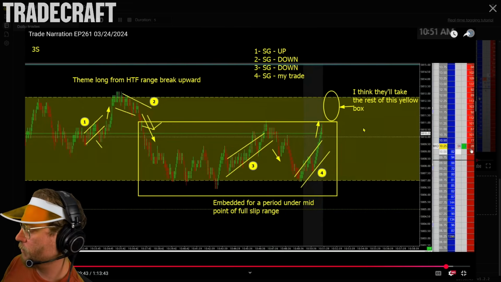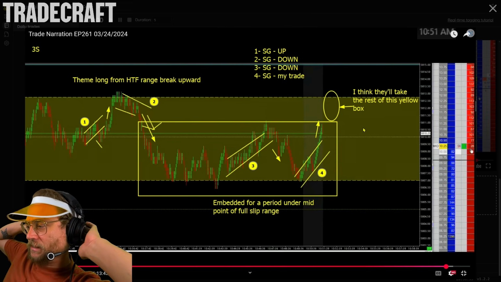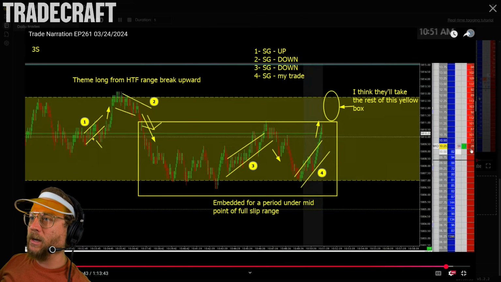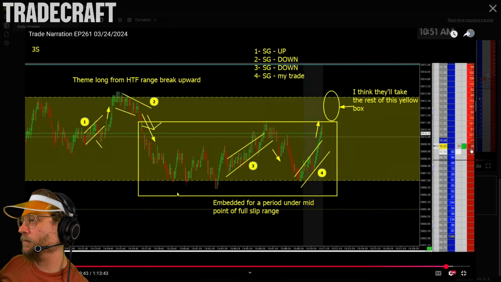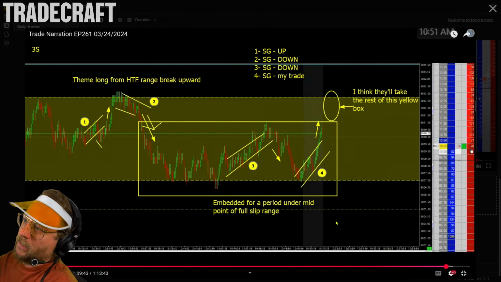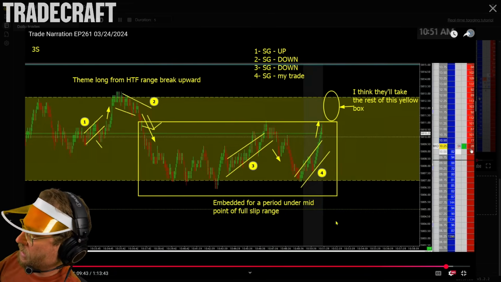What I said earlier may have been off. I sometimes get some of this mixed up. But anyways, you had the struggle grind up on number 1, struggle grind down, 2, 3, struggle grind down, and it pukes. So this struggle grind kind of slants up. You're having one slant up, one slants down, this slants up. This one also slants up. So I do believe they're going to push it to get across. It's been embedded for a period under the midpoint of the full slip range, which is the yellow box.